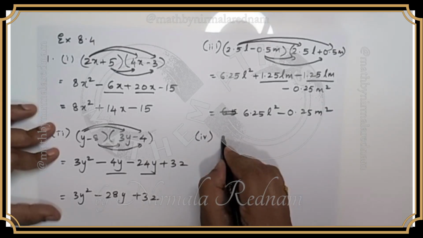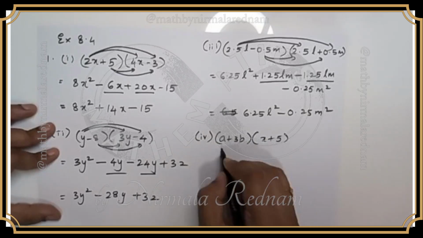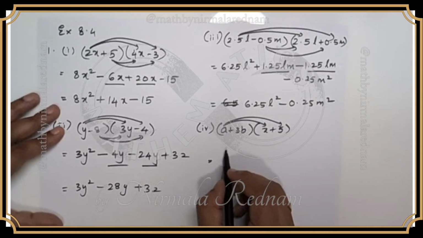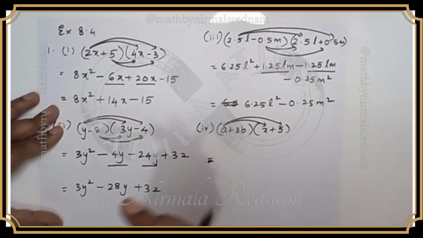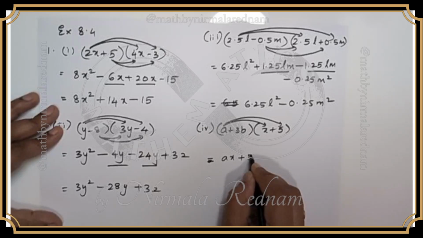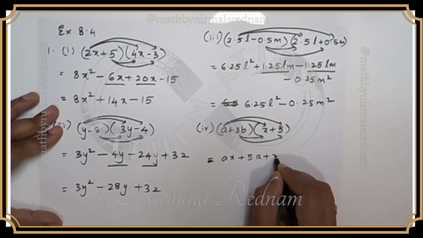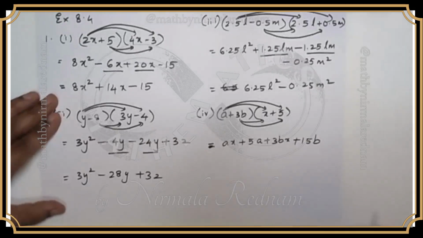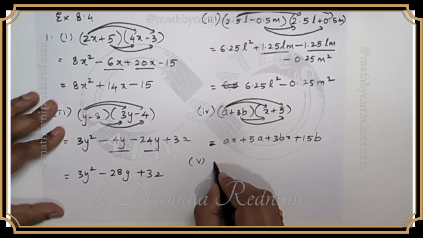Next, a plus 3b into x plus 5. So again, if you take all the terms from the second polynomial and multiply each with the first term here, I have ax plus 5a, and then the second term, 3bx plus 15b. As you can see, there are no like terms, so I need to leave it here. There is no further simplification.